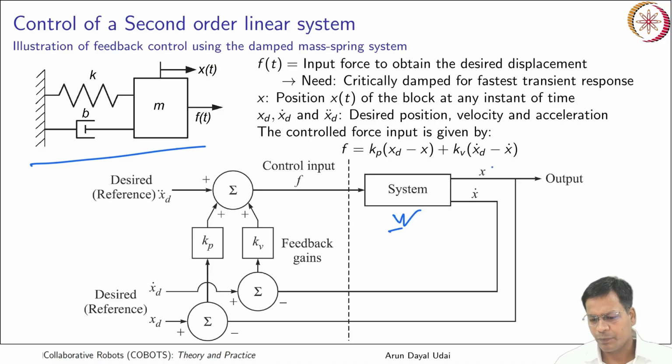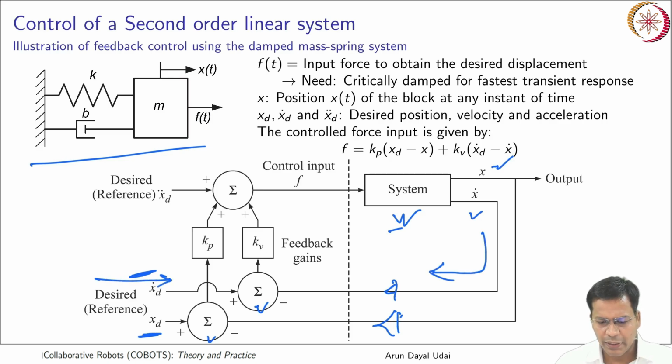Output is now sensed, position and velocity, and that is coming here as feedback. Here goes your velocity feedback, here goes your position feedback. This is the desired position, this is the desired velocity. This is summing block 1, summing block 2. One of them calculates the error in velocity: the actual velocity is compared with the desired velocity, this minus this, giving the error in velocity.